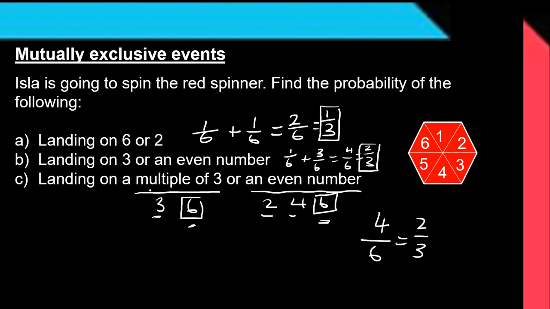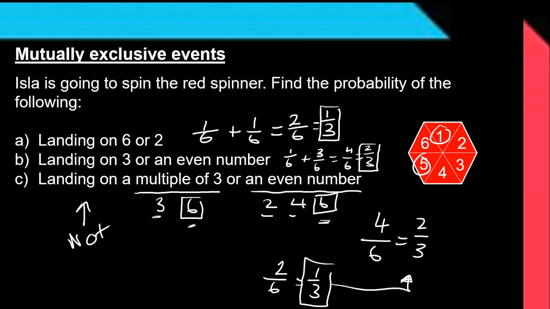So if I change that question and said, what is the probability of it not landing on a multiple of 3 or an even number, the only two possible outcomes we could have is 1 and 5, which would mean 2 over 6, which would simplify to 1 over 3. So the probability of that not happening is 1 over 3, which makes sense because probabilities add up to 1. If I added those two fractions together, we would get 3 over 3, which is 1. Okay, so mutually exclusive events, they can't happen at the same time.